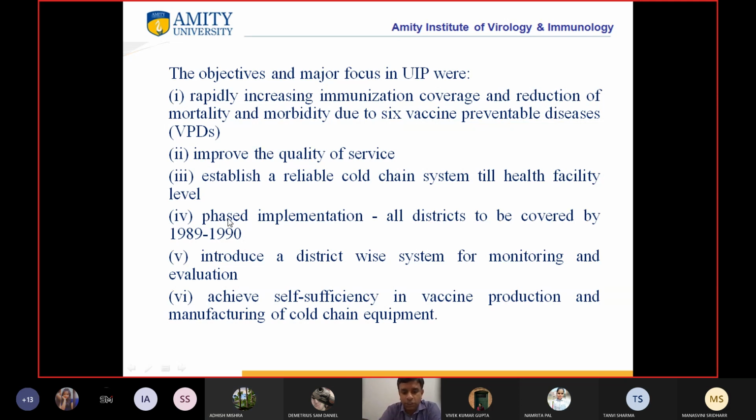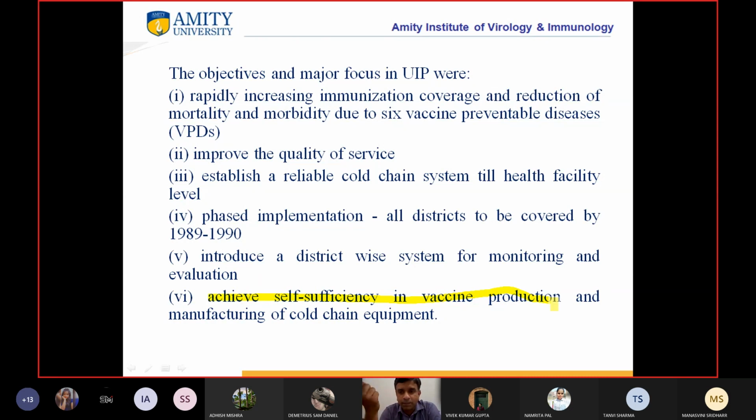Another objective was phased implementation, where all districts were to be covered by 1990. Introduce a district-wise system for monitoring and evaluation, and achieve self-sufficiency in vaccine production and manufacturing of cold chain equipment. And this again was very important. Achieve self-sufficiency in vaccine production, right? So you cannot always depend on other countries for providing you the vaccine. So at least the vaccines which you can develop, you should develop, and there should always be a high quantity available so that maximum coverage can be done. Then manufacturing of cold chain equipment.